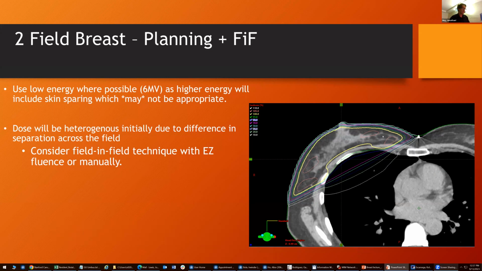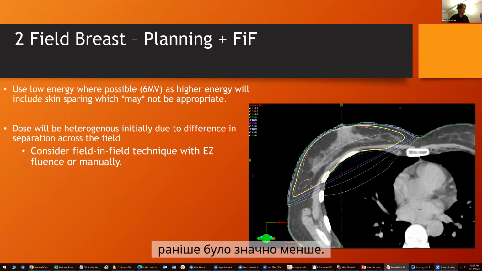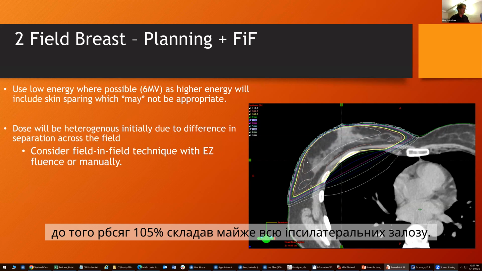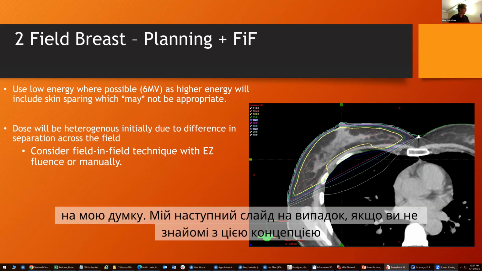And all of those hotspots above 110 have been eliminated, and the volume of 105 has been made much smaller. Previously, the volume of 105 was almost the entire ipsilateral breast. Now we just have some non-contiguous bubbles that remain in the patient, which is a lot more to our liking.